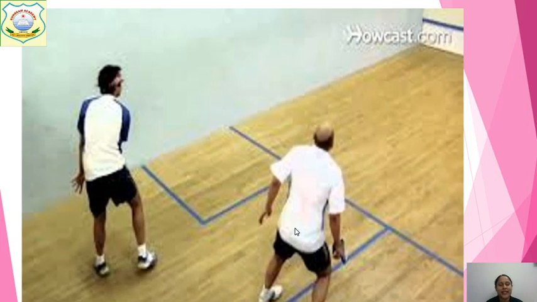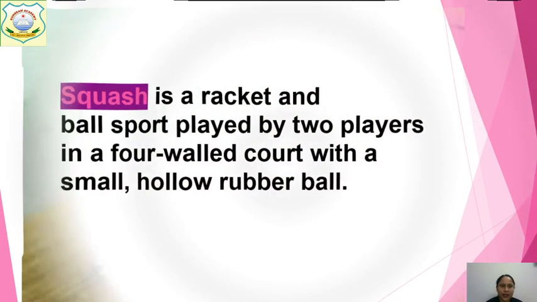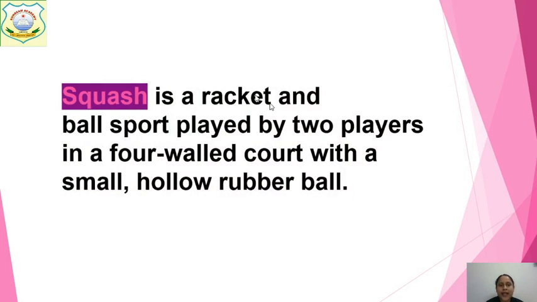Now here in the picture you can see these two men are playing squash. Okay, they are playing squash, and that too in a court which is inside. It's a room in which they are playing this squash. Now what is squash actually? Squash is a racket and a ball sport. So when we hit that cock with a racket, that is known as badminton. Yes, but squash is a racket and a ball sport played by two players in a four-walled court with a small hollow rubber ball.